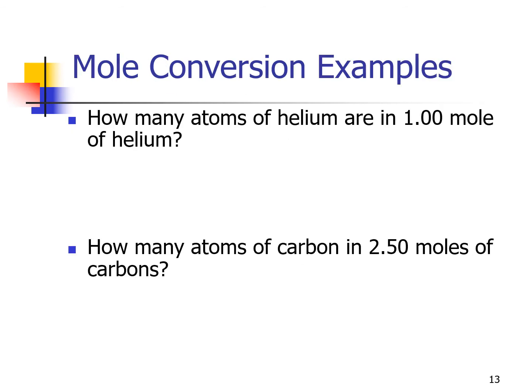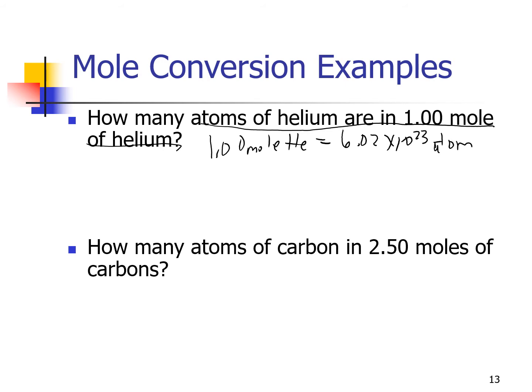Here we have a couple of mole conversion examples. The first one says how many atoms of helium are in 1 mole of helium. So we know by definition 1 mole of helium is equal to 6.02 times 10 to the 23rd atoms of helium. Using Avogadro's number, we could set up the problem to show how we could cancel units.